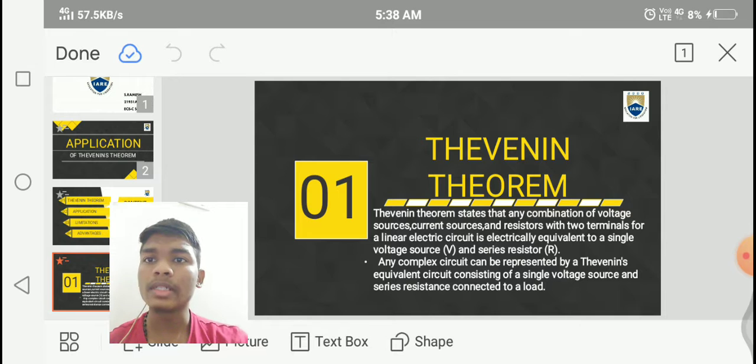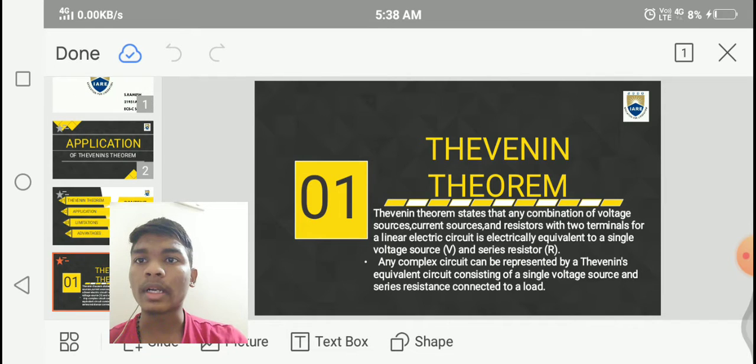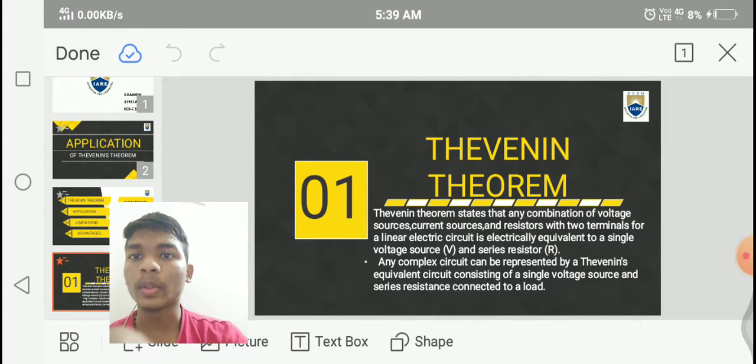Thevenin's theorem states that any combination of voltage source, current source and resistors with two terminals for a linear circuit is electrically equivalent to a single voltage source V and a series resistor R. Any complex circuit can be represented by a Thevenin's equivalent circuit consisting of a single voltage source and a series resistance connected to a load.